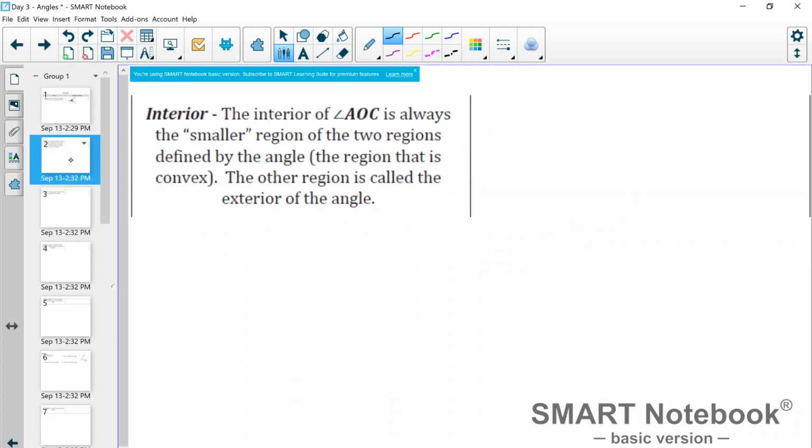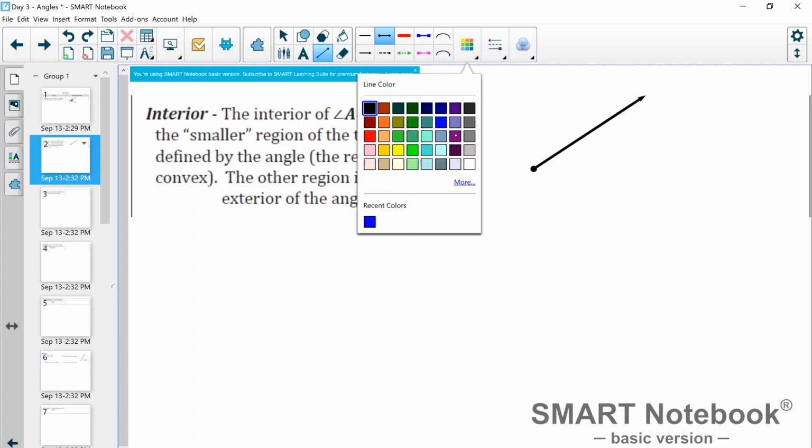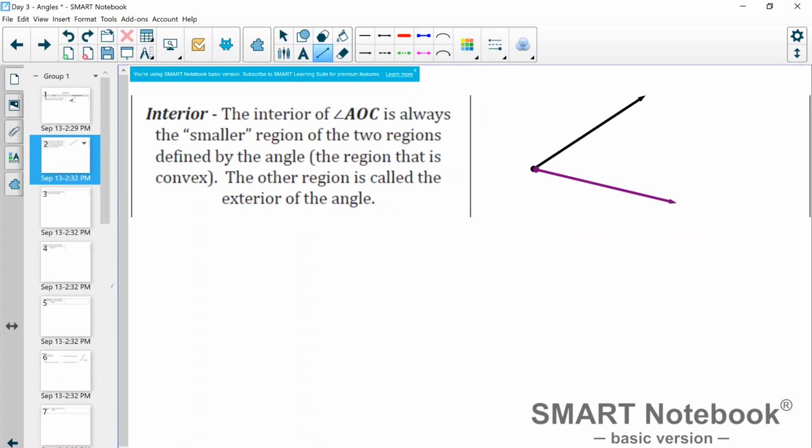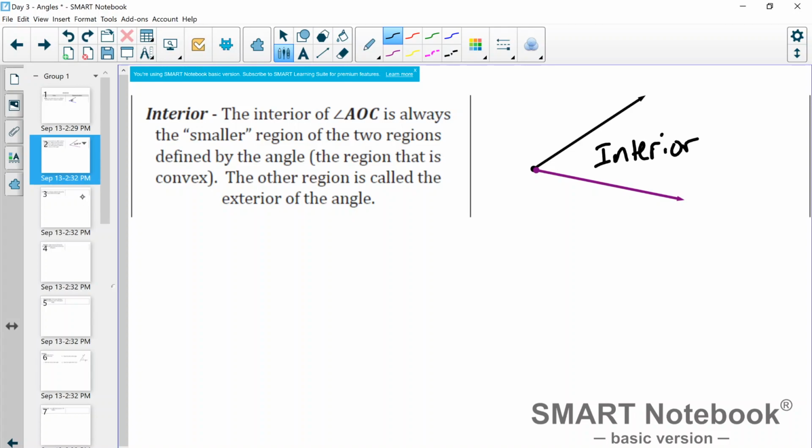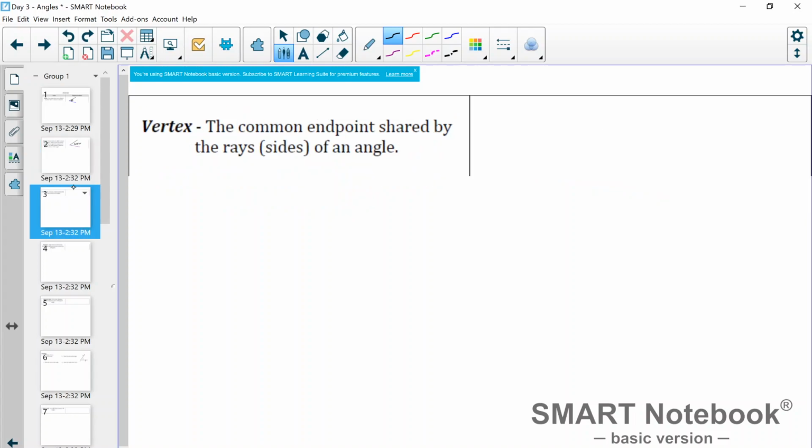The interior of the angle is always the smaller of the region defined by the angle. So again, if I have the same thing going on, I got a ray going off in this direction with a ray going off in a different direction. The part that is inside here, the smaller part, is what's known as the interior of the angle. Conversely, the exterior is going to be on the outside.